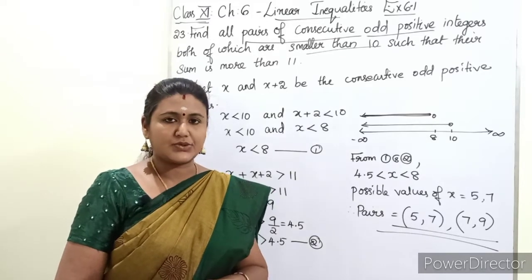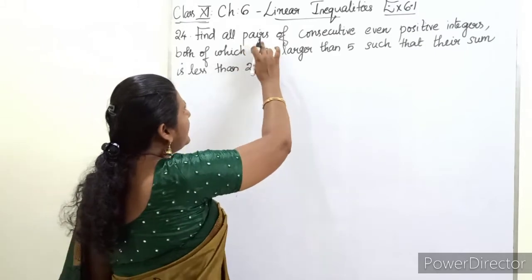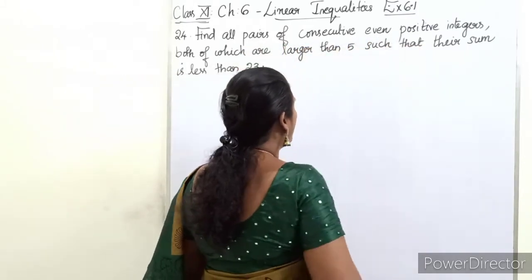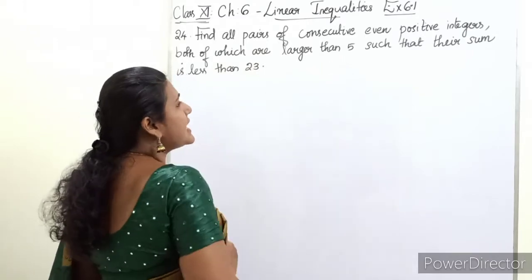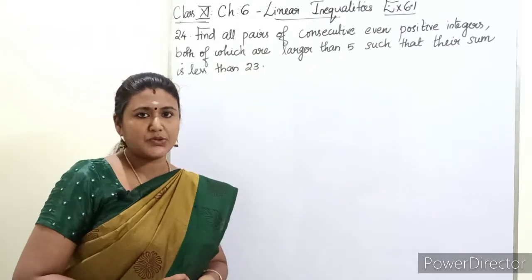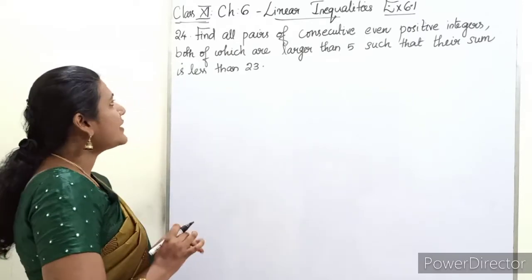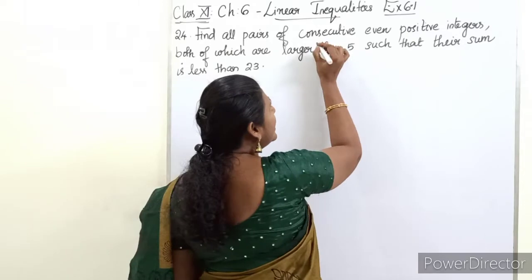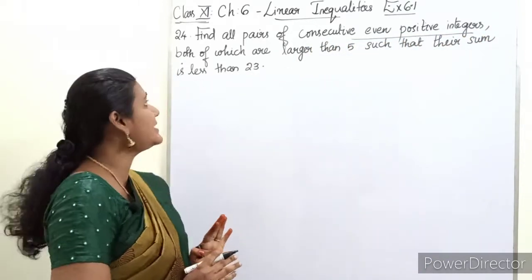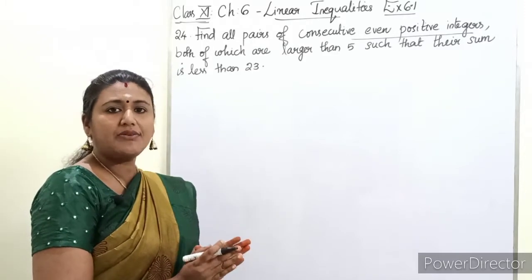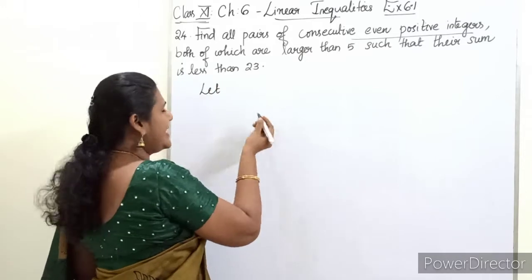Now we will see the next question. So question number 24. Find all pairs of consecutive even positive integers, both of which are larger than 5, such that their sum is less than 23. So this question is actually similar to the previous one. So here you see we have to take consecutive even positive integers. We have to find the pairs of consecutive even positive integers. So we will take that as x and x plus 2.